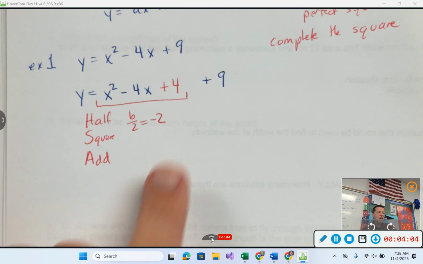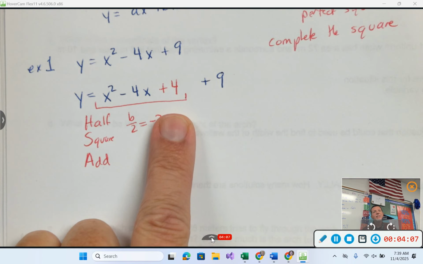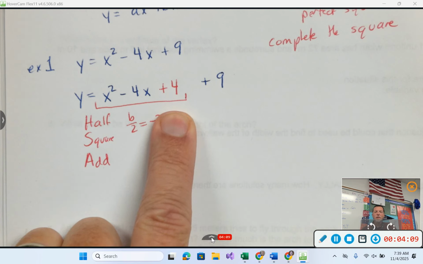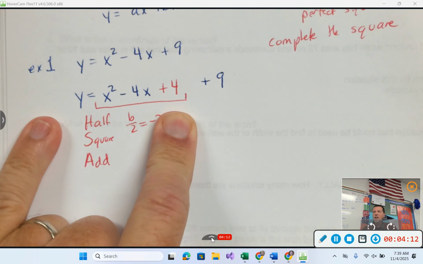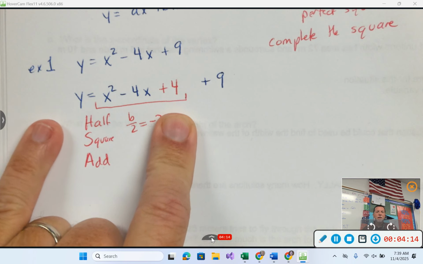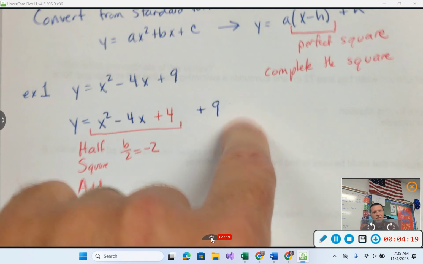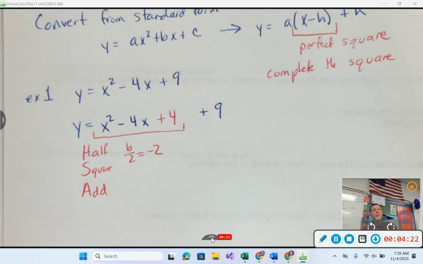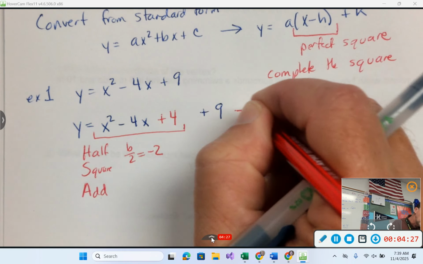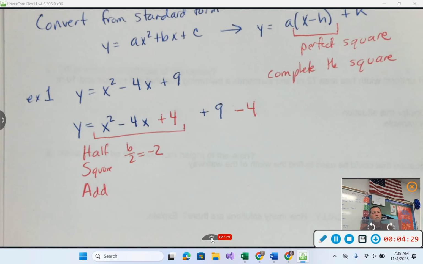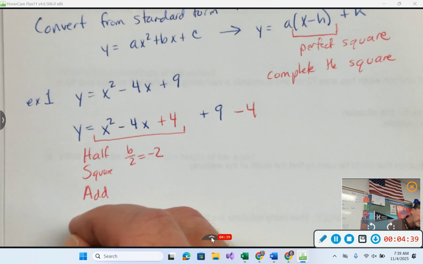But I can't just go sticking a plus 4 in an equation. That's not legal. What did we usually do when we put plus 4 there? We put it on the other side, which is fine, but I don't really want to mess with the other side because I want y to still be there. So what else could I do to this side of the equation that would keep things balanced? I could minus 4. So plus 4 and minus 4, that doesn't change the equation. So the half it, square it, add it will make this work because now we know how to factor that.